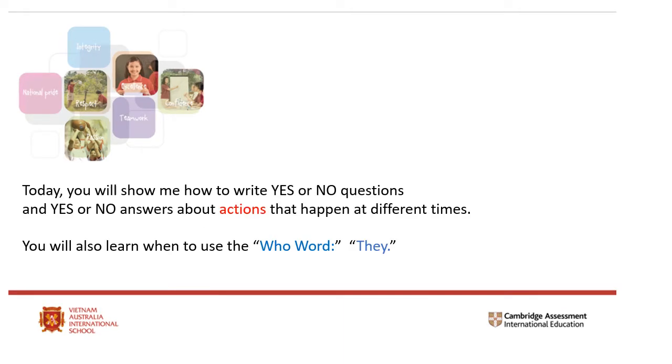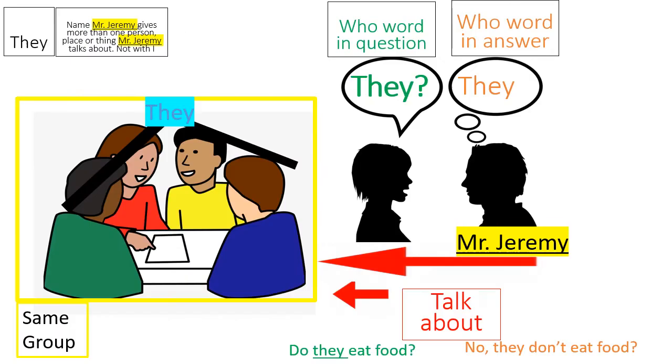So today you will show me how to write yes or no questions and yes or no answers about actions that happen at different times. You will also learn when to use the who word they. In the last lesson we thought more about the who words we and you. Today we are practicing the who word they and learning what they really means.